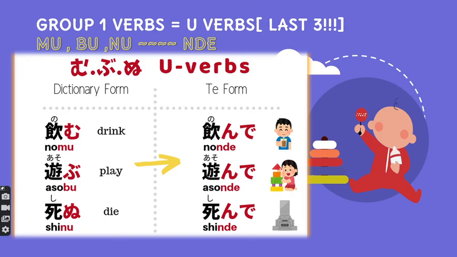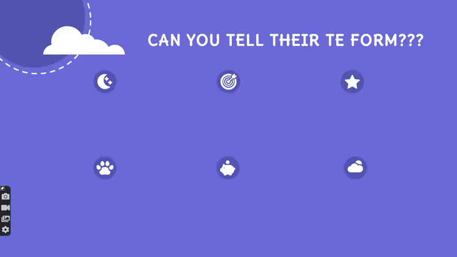You take the sound of n and you add de. So nomu will become nonde. Asobu will become asonde. Shinu will become shinde. Okay? And a fun fact: Japanese has only 3 verbs ending with the sound of bu. One is asobu, to play. The second and the third are to fly and to fall. Okay? In case you don't know. And I think shinu is the only verb ending with nu.